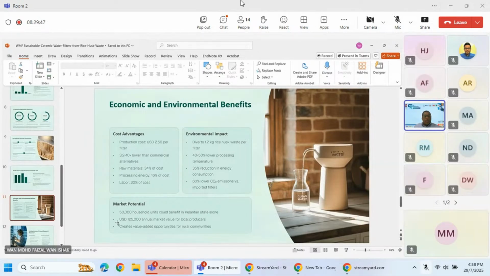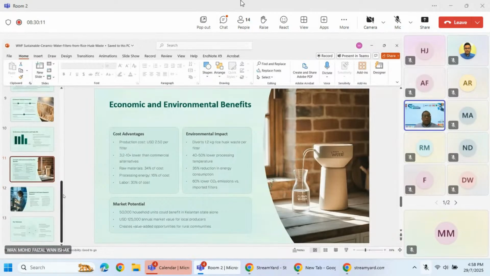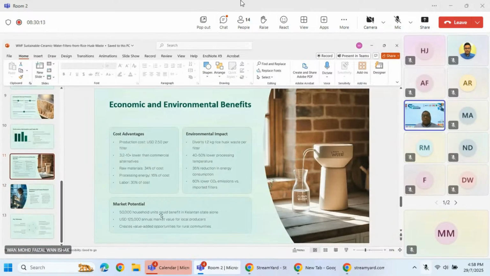In terms of market potential, we did a study on the market potential. We have 50,000 household units that could benefit in Kelantan only. USD 1 to 5,000 annual market value for local producers, and it creates value added opportunities for rural communities. So the market is big enough for commercialization. And if I'm not mistaken, the company that we worked with last time already produces based on this collaboration, and they already market the product with their brand.